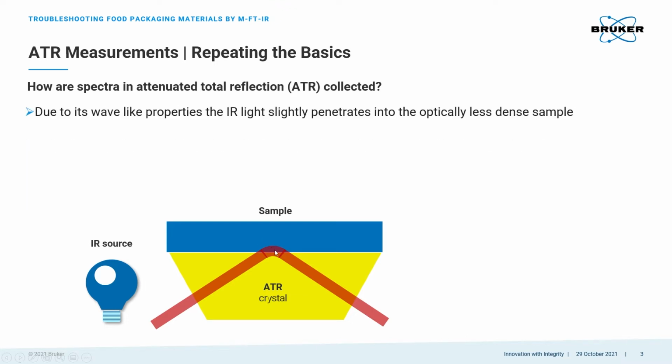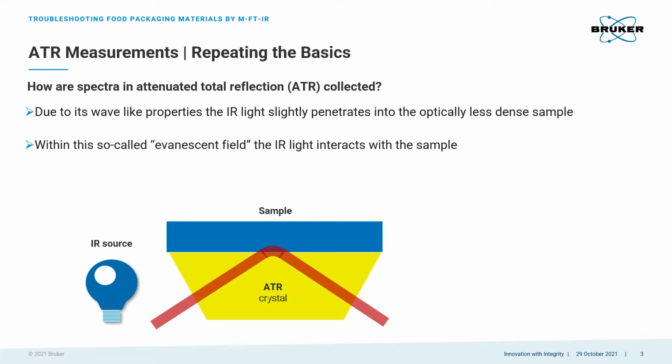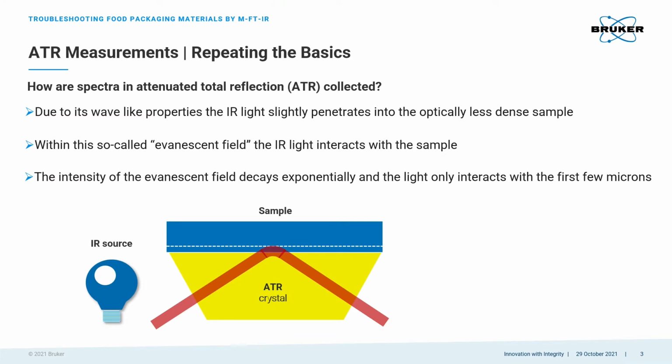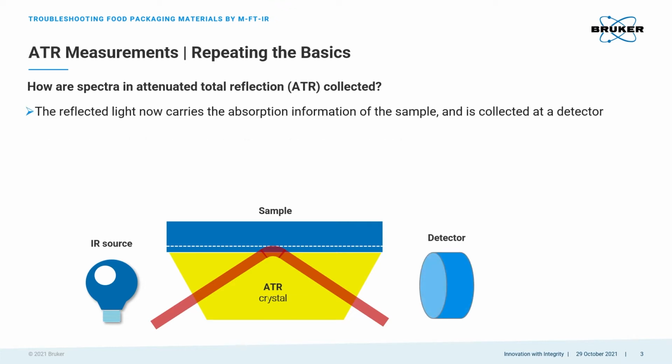Due to its wave-like properties, the IR light slightly penetrates into the optically less dense sample. Within this so-called evanescent field, the IR light interacts with the sample, and the intensity of the evanescent field decays exponentially, and the light only interacts with the very first few microns. The reflected light now carries the absorbed information of the sample, and is collected at a detector, which is then providing the IR spectrum of the sample, which is also very unique.